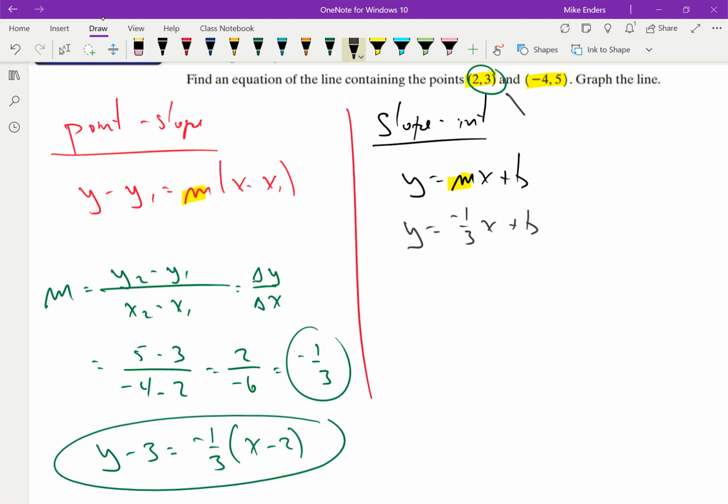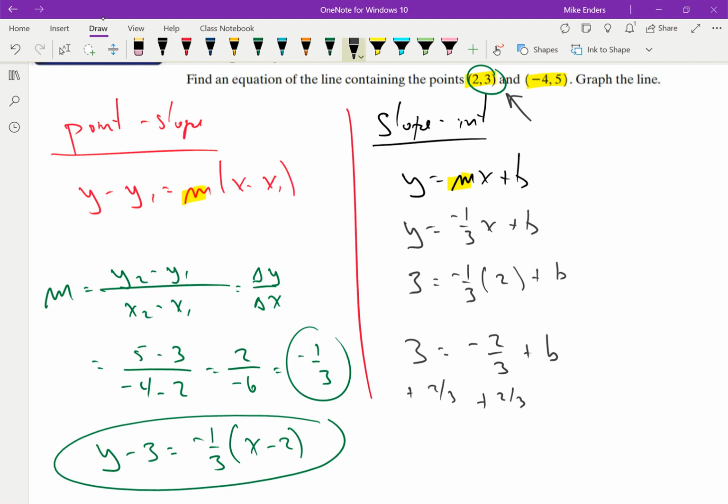I've got it circled in green up here. Let's do the point 2, 3. So 3 was the y value, equals negative 1/3 x, where x is going to be 2, plus b. As we simplify this and solve for b, negative 1/3 times 2 is negative 2/3 plus b. To move that 2/3 over, I'm going to add 2/3.